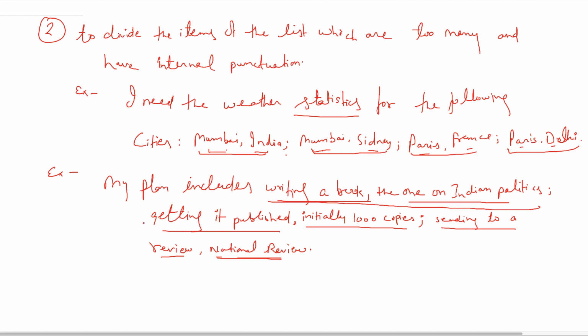ऐसे ही सेकंड पैराग्राफ में हिज प्लान इंक्लूड्स, जो उसके प्लान है उस प्लान में 3-4 आइटम्स हैं. उसमें एक क्या है, he wants to write a book and this writing a book is complemented by other information, the one on Indian politics. तो the one on Indian politics is additional information about the book, and this is the complete plan. Second plan, getting this book published, but this is also further complemented by the information initially 1000 copies. तो ये initially 1000 copies ये उसकी इंफॉर्मेशन है जो आपने ऐड की हुई है और ये पूरा एक आइटम आपका बनाता है जो प्लान का हिस्सा है.